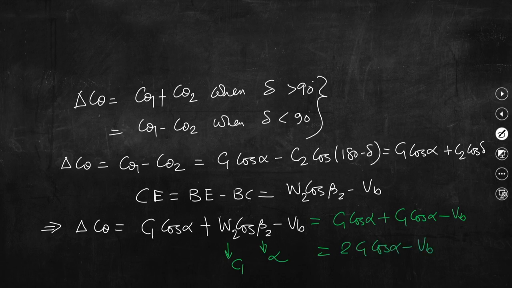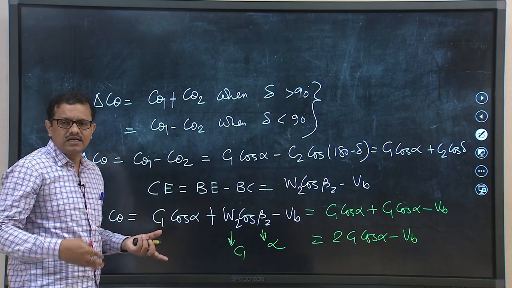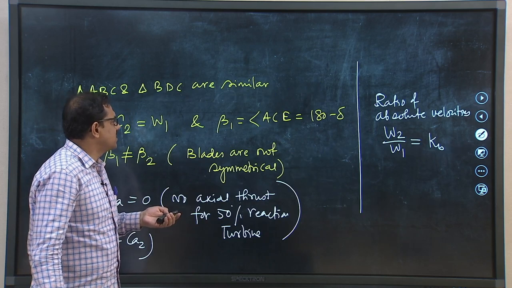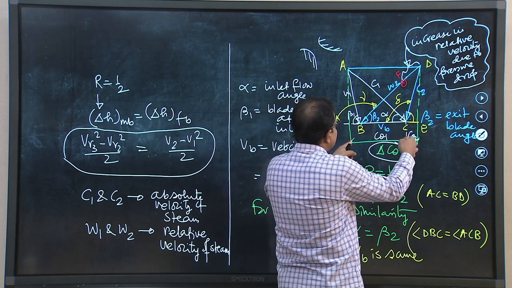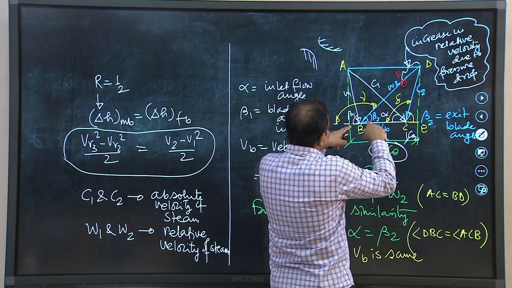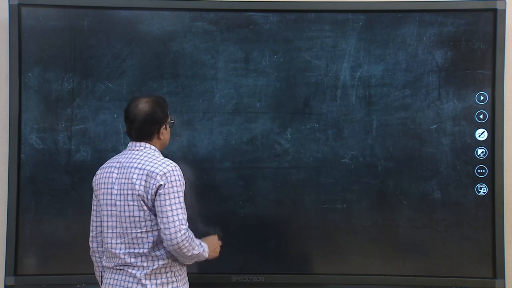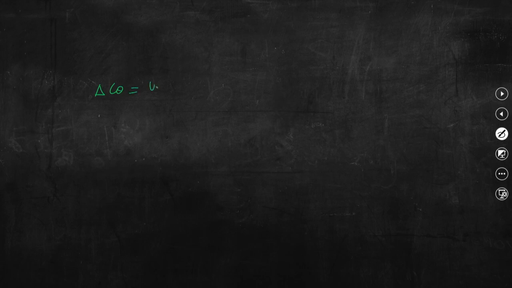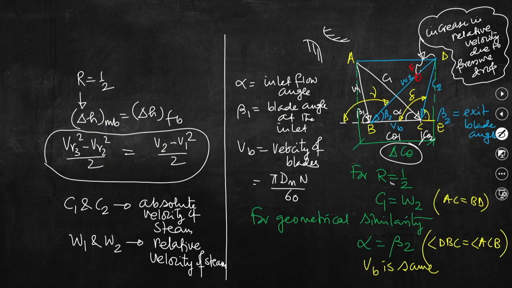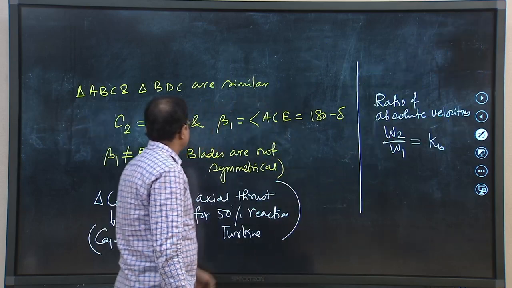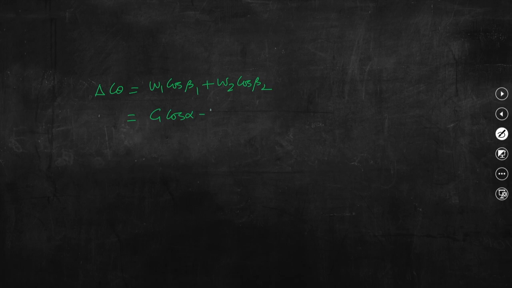So, basically we are trying to calculate the change in whirl component of velocity, which would be responsible for the tangential thrust, right. It is also possible that you can calculate this, because you know that this delta C theta equal to W1 cos beta 1 plus W2 cos beta 2, right. W1 cos beta 1, if we go back to the previous slide, equal to C1 cos alpha minus VB. So, this is C1 cos alpha minus VB plus W2 equal to C1 and beta 2 equal to alpha, so cos alpha. So, this is basically 2 C1 cos alpha minus VB.